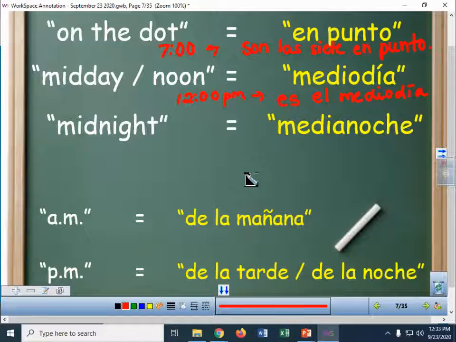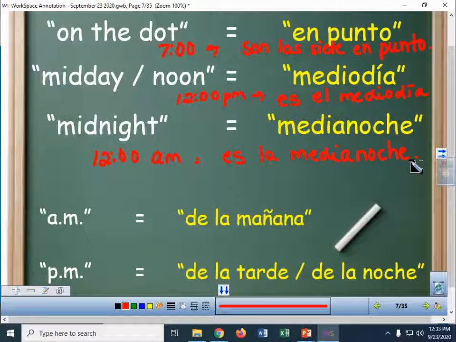Midnight, medianoche. So when it's 12 a.m. in the morning, I have to say, es la medianoche.